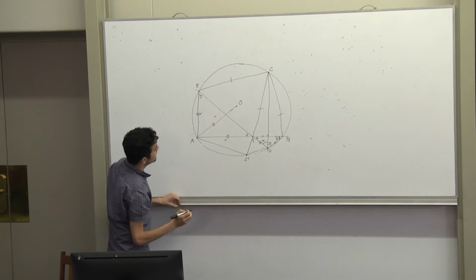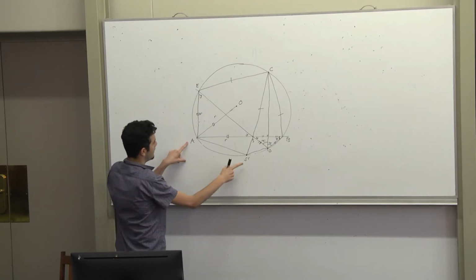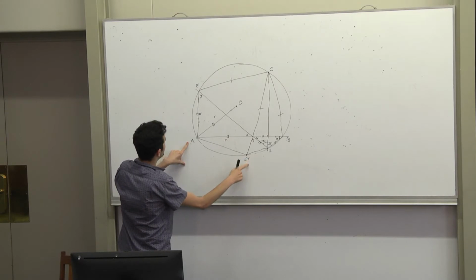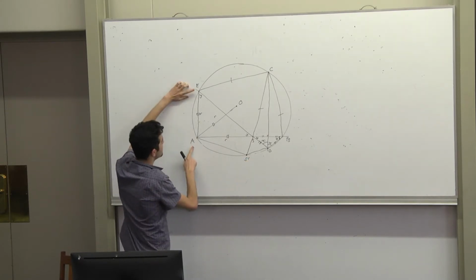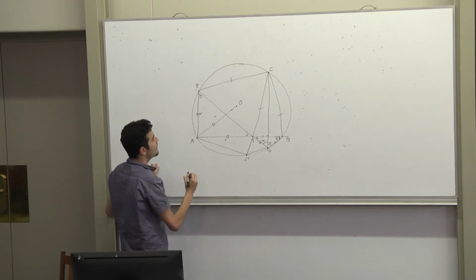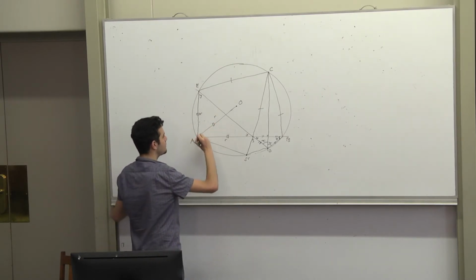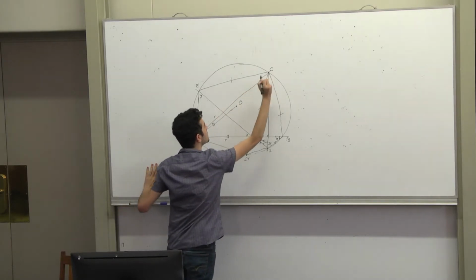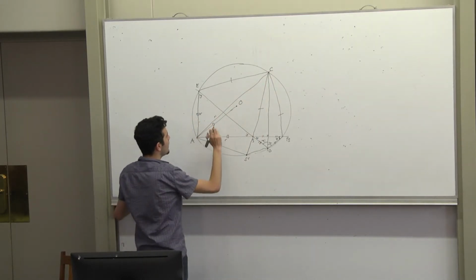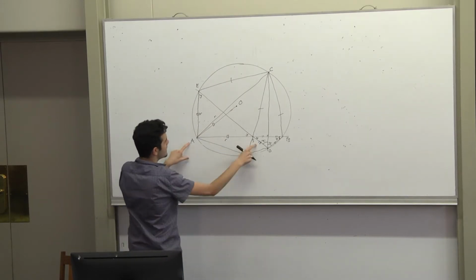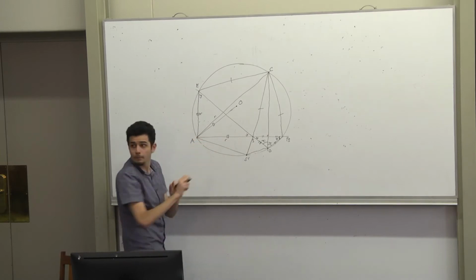And then finally, we look at the angle subtended by AS. And we want it to be the same as the angle subtended by AE. So the way we're going to do that is we're going to connect AC. And we look at the angle subtended. So we have AS.